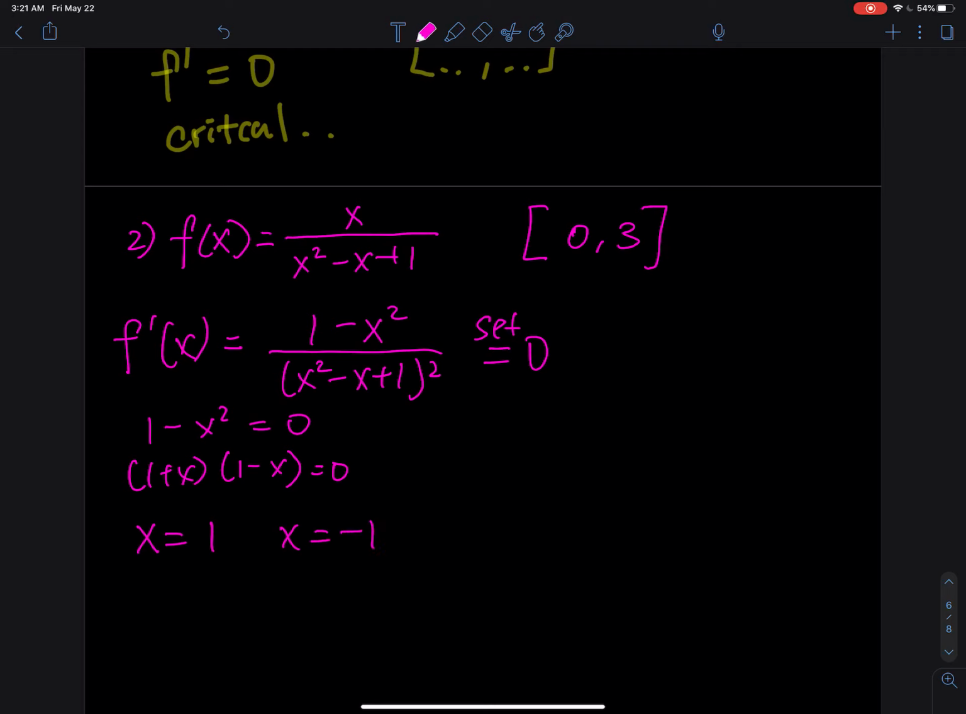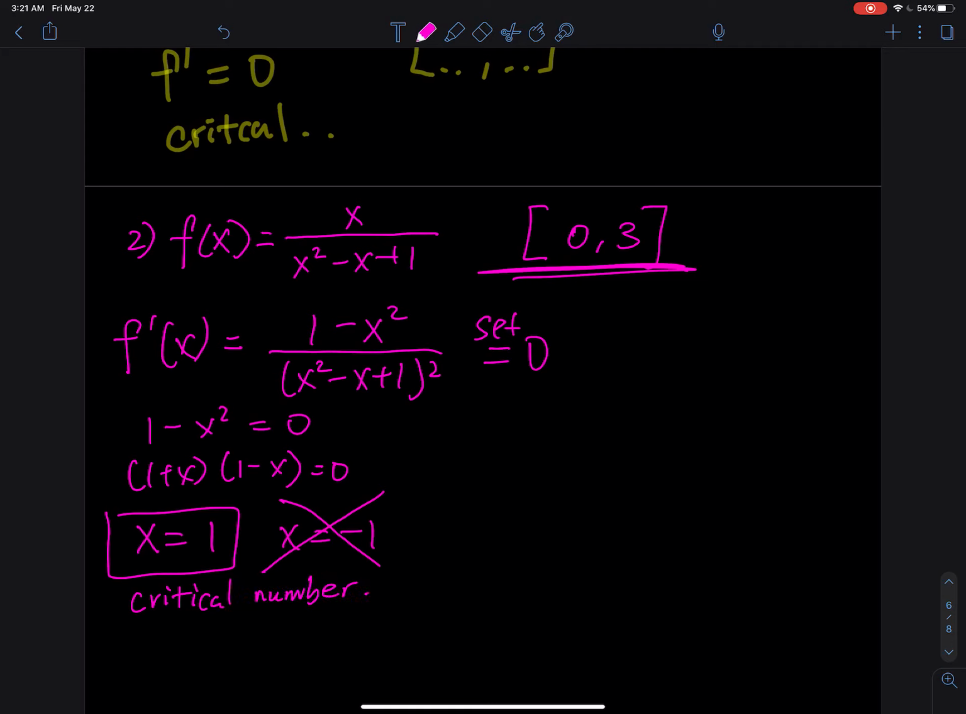Which one should I omit? Look at this. From 0 to 3, we do not include any x value, sorry, we do not include any negative value. So this one must be omitted. And then x equals 1 is my critical number.